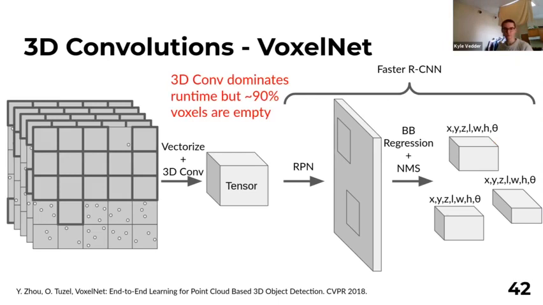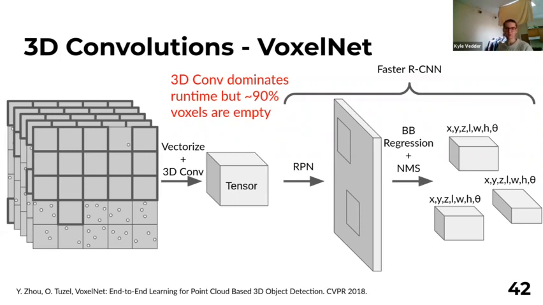So one of the things to point out about VoxelNet is the 3D convolution dominates runtime, but 90% of the voxels are empty. So this goes back to the comment I made earlier about sparsity. We care a lot about making sure that these things run in an appropriate amount of time, and so being able to speed these things up by exploiting things like sparsity is essentially the name of the game. So VoxelNet came out in 2018.